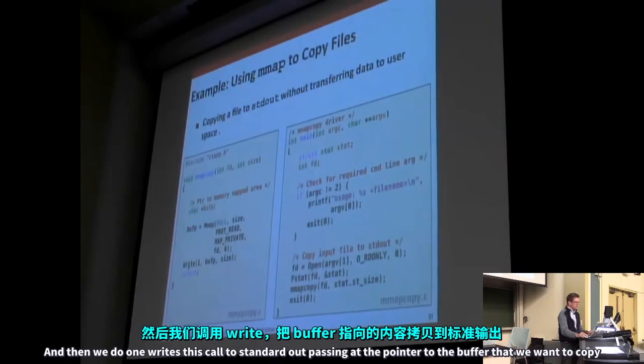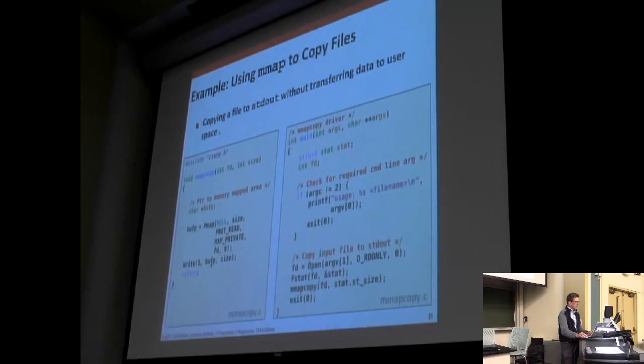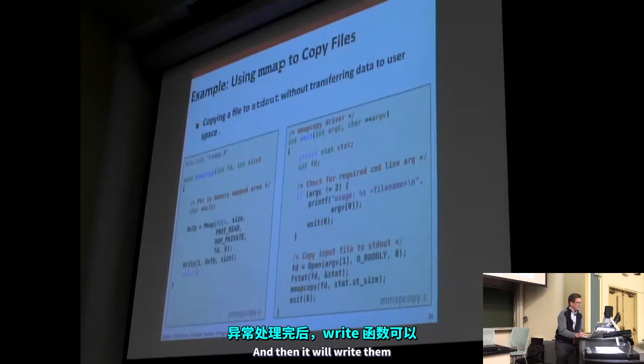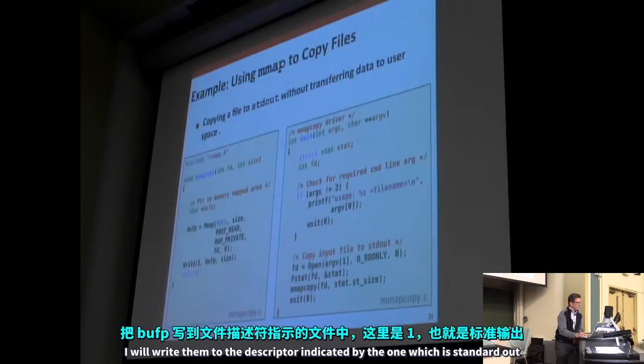And then we do one write syscall to standard out, passing it the pointer to the buffer that we want to copy and of size bytes. So the write call will read bytes in buff P one after the other, and as that happens, they'll be faulted in, and then it will write them to the descriptor indicated by the 1, which is standard out.